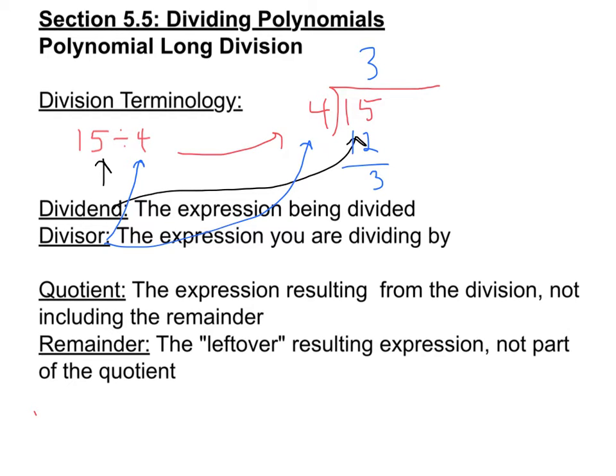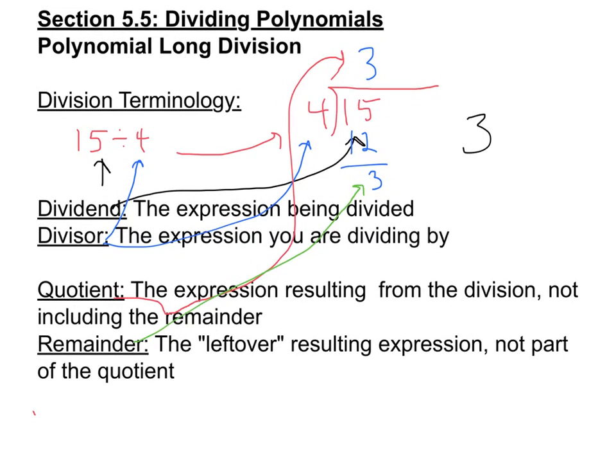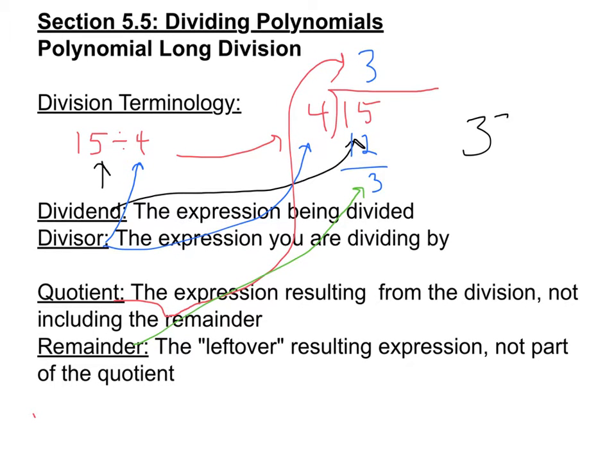Notice the quotient is the expression resulting from the division, but not including the remainder. So this 3 would be considered the quotient, and then the remainder is also 3. So for that, let's try green. The remainder would be this 3 down here. So we would say our final answer to this division problem is 3, and 3, which is the remainder, over 4, the divisor. You do the remainder over the divisor, 3 3/4 would be our answer.